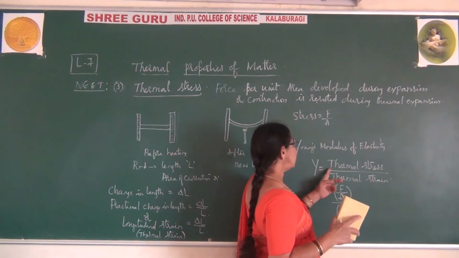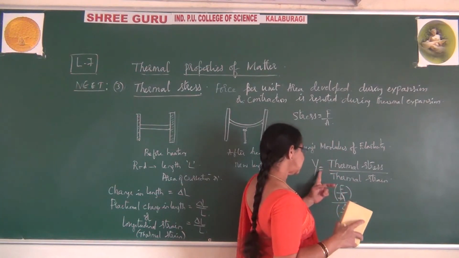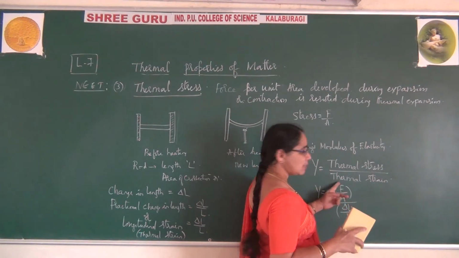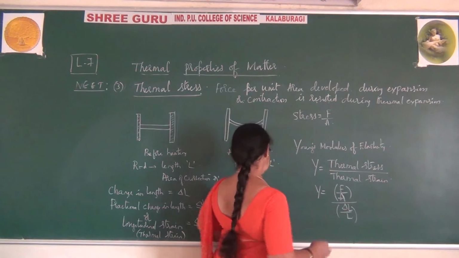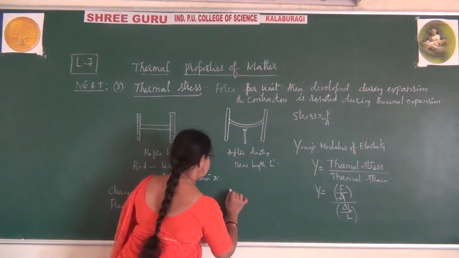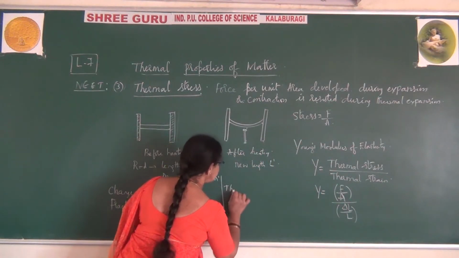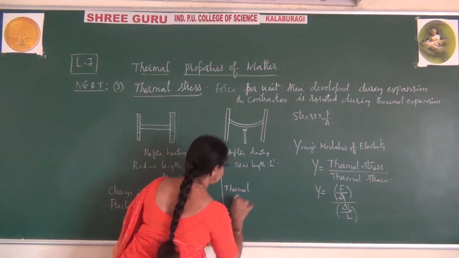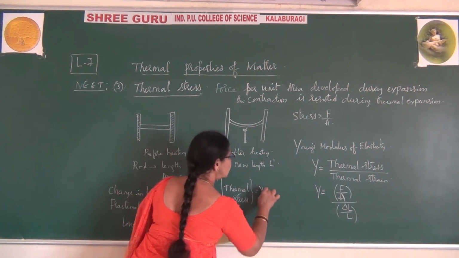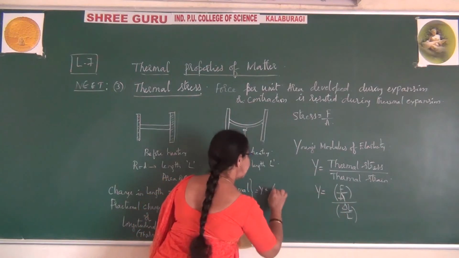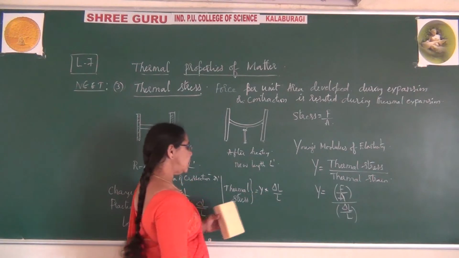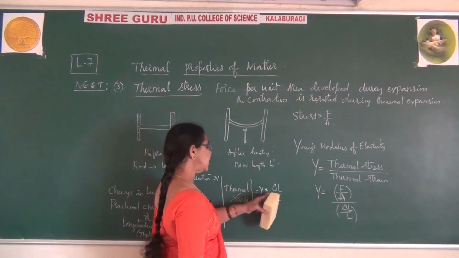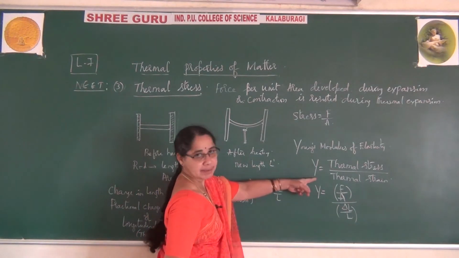Now I want to speak about thermal stress. Thermal stress is equal to Y into thermal strain. So Y into thermal strain means you can write this formula where thermal stress is equal to Y into delta L by L. What is this delta L by L? Delta L by L is nothing but called thermal strain.